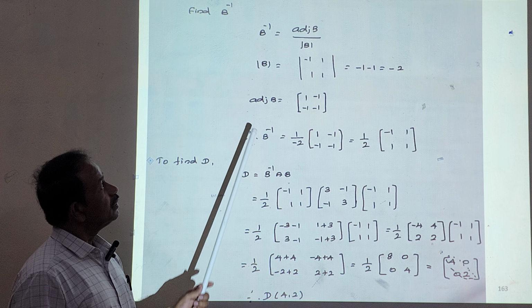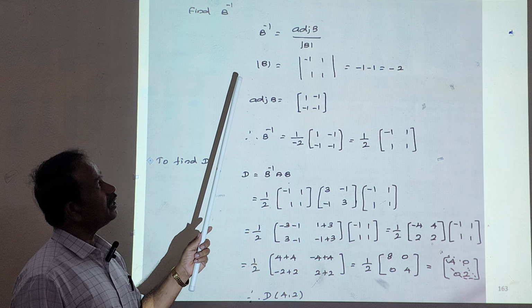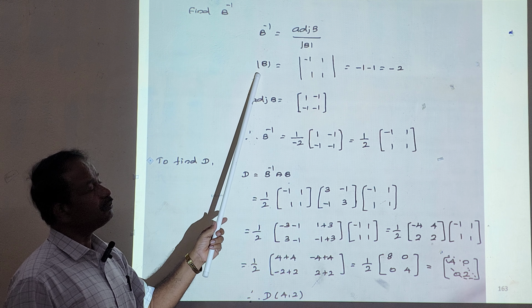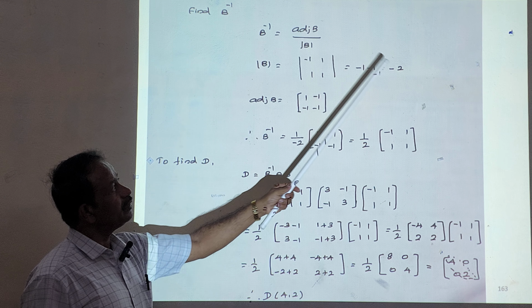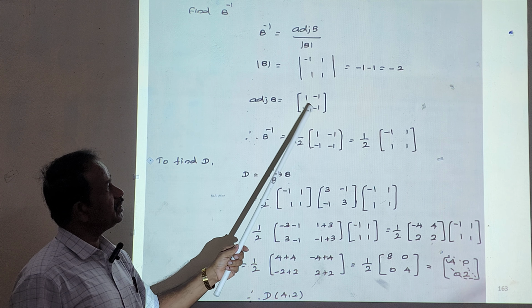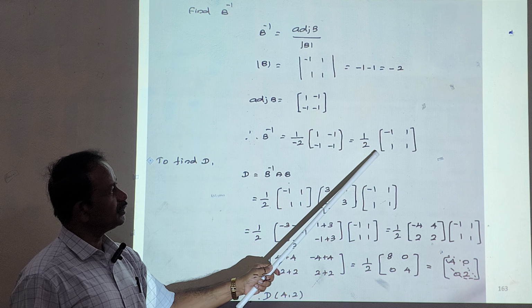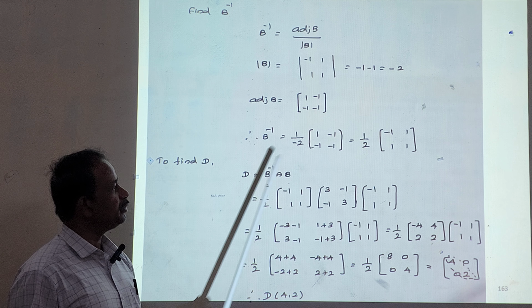Okay. So some other way also we can find out. We have found out determinant B is this one. B is given as this. So B inverse equal to this. So we have found out now B inverse.